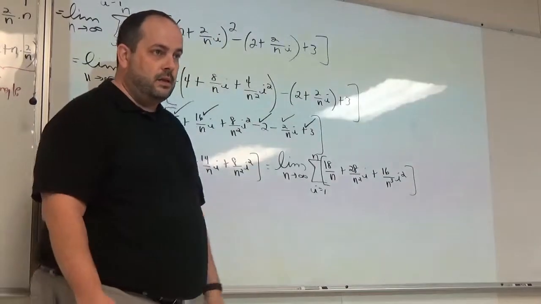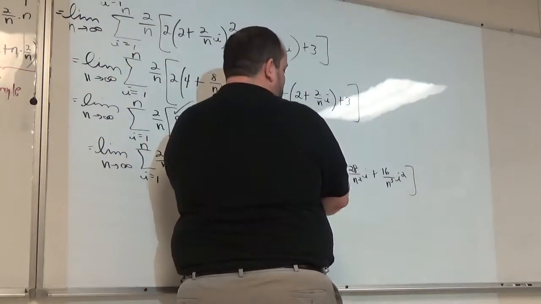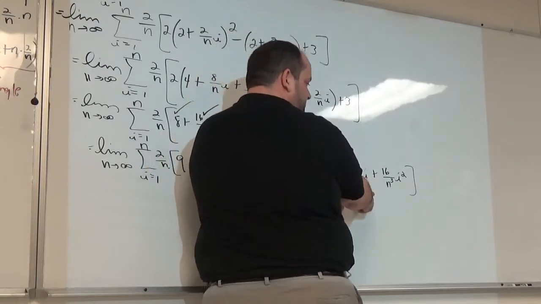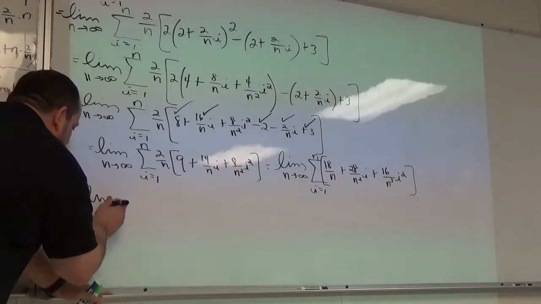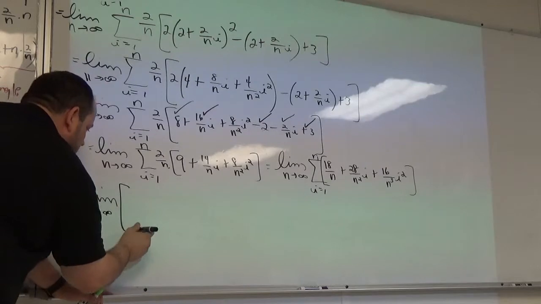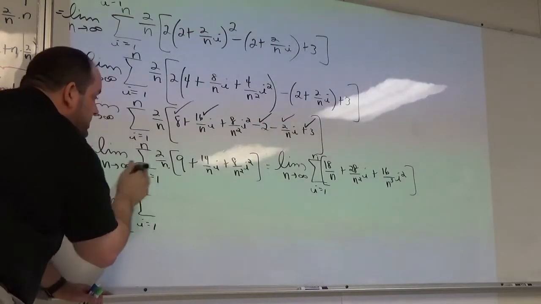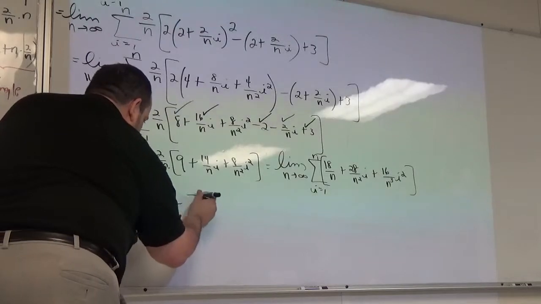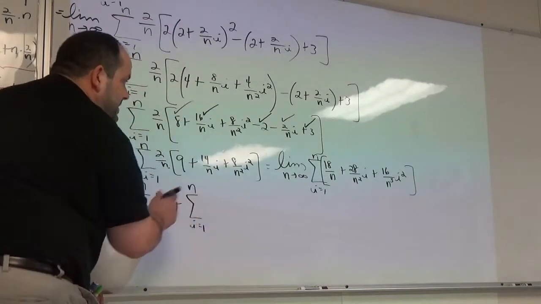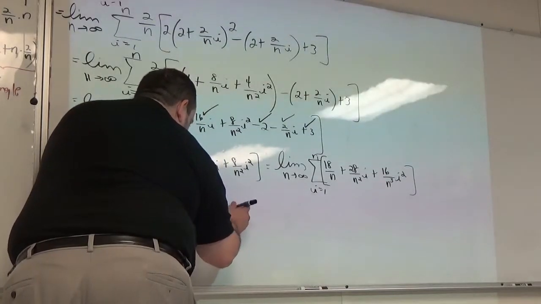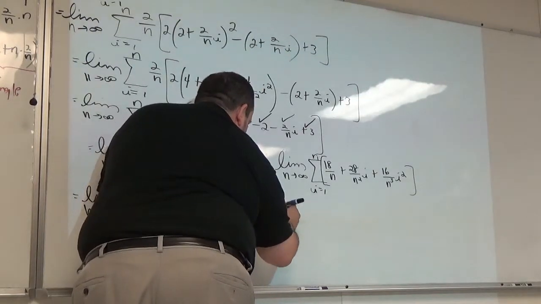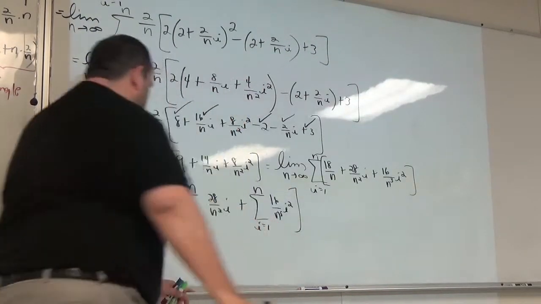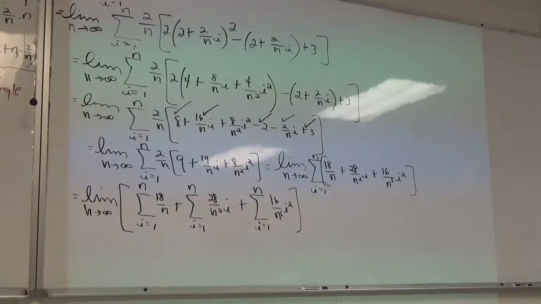So we're going to sum these terms, sum these terms, sum those terms. So we're going to say, okay, no big deal. Limit as n approaches infinity, sigma i from 1 to n of 18 over n, plus big sigma i from 1 to n of 28 over n squared times i, plus big sigma, i goes from 1 to n, of 16 over n cubed times i squared. That's just a property of sigma notation. I'm adding, so I'm going to distribute over addition.